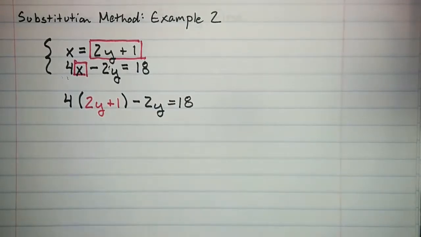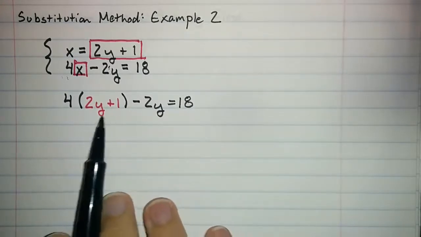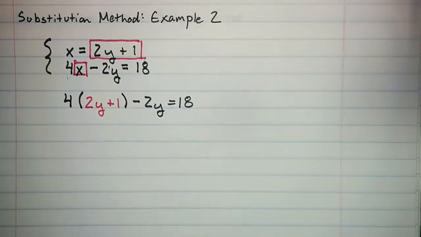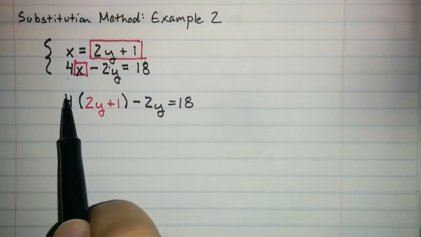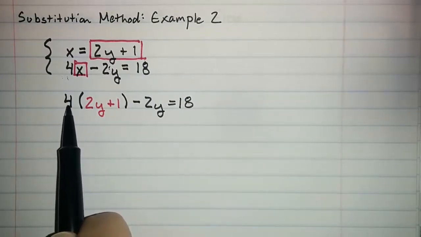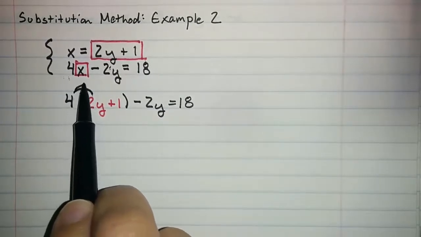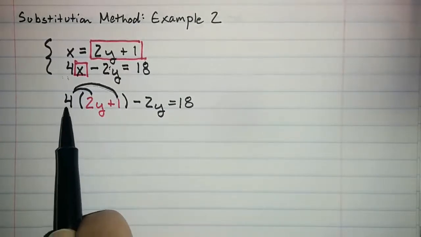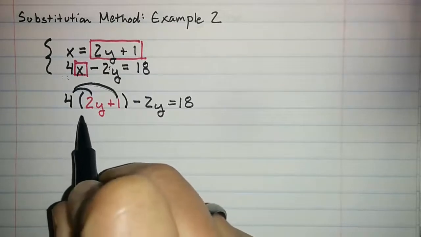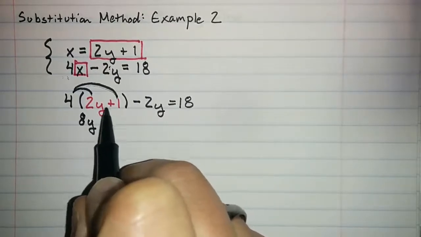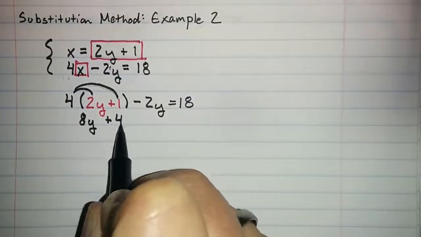Maybe you won't need them there. Maybe the parentheses will turn out not to do anything. But it's better to write them down and not need them than to not have them but need them. All right, let's see what we get. Here we're multiplying 4 by something with addition in it. We'll need the distributive property. 4 times 2y, that'll be 8y. 4 times 1 is 4.